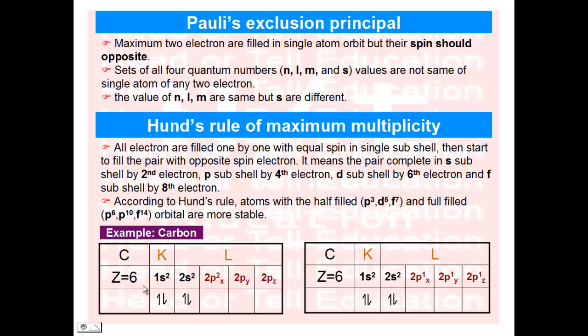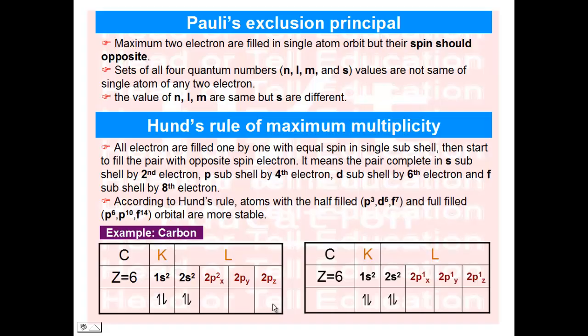So for this s subshell, first we fill 1, then next we fill again 1 electron, but the spin is reversed. It means the pair is complete in every subshell, like s, where the pair completes with the second electron. First one is this, and again the new electron pair is this. Now the p subshell pair is complete after filling 3 electrons, meaning first electron here, second electron here, third electron here.